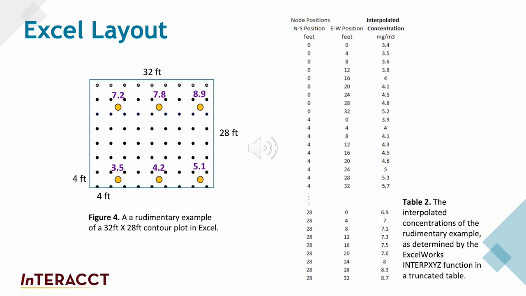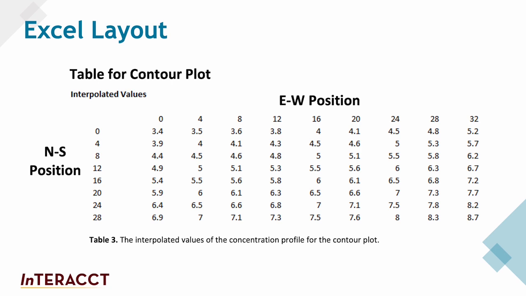An interpolated concentration value is then needed at each of the 9 times 8, which equals 72 nodes of the grid map. The ExcelWorks interpxyz function was then used to determine those interpolated concentrations at each node. The resulting values are shown in the truncated table. To obtain a contour plot of the concentration profile over the plant floor, the interpolated values need to be put into table format as shown here. The rows represent the north-south locations and the columns represent the corresponding east-west locations.